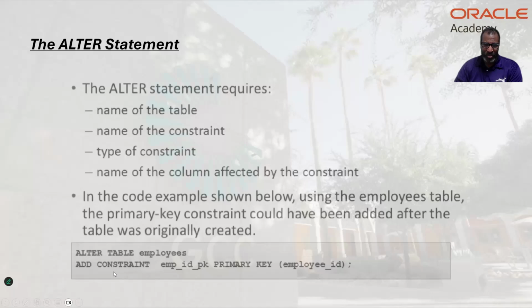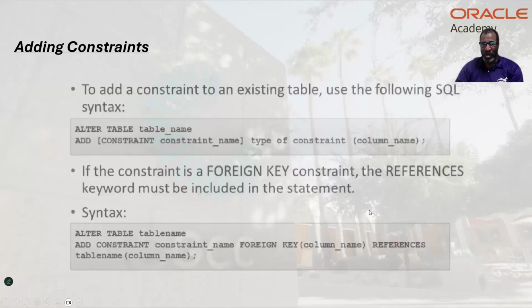So in this code example, alter table employees add constraint. We're adding a constraint: primary key, employee ID. Basically we're saying that the employees table did not have a primary key, and we just added it later. So that's just kind of a basic example. We already have a primary key on our employees table.